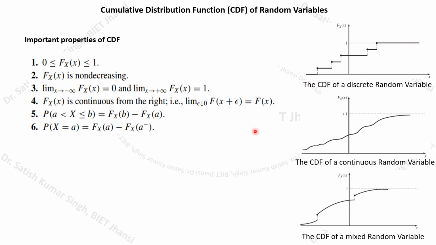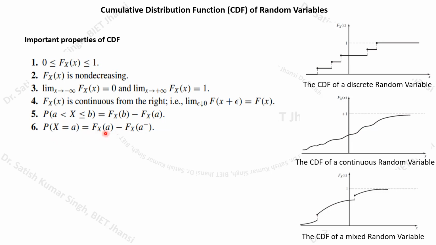And we know that F(minus infinity) will be equal to 0, and F(infinity) will be equal to 1. If you wish to find the probability that the random variable is greater than a and less than or equal to b, you can easily find it using this formula of the cumulative distribution function, which is F(b) minus F(a).